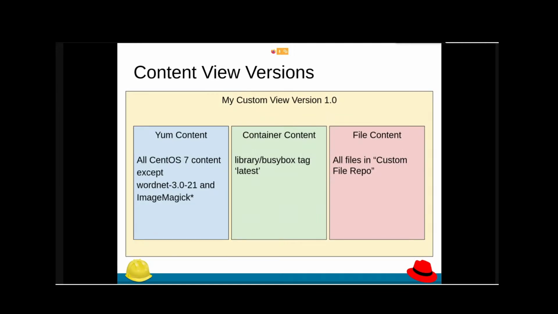So when you publish it, you get a content view version 1.0. It has all the CentOS 7 content except the RPMs I didn't want. For the container content, it only has all the content relating to the latest tag with BusyBox. Then for the file content, there are no filters, so you get everything.